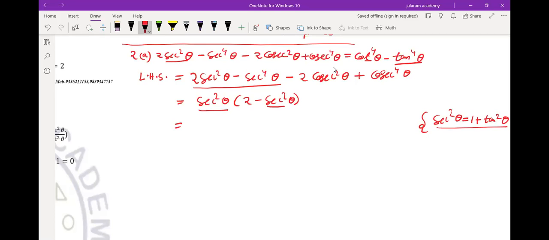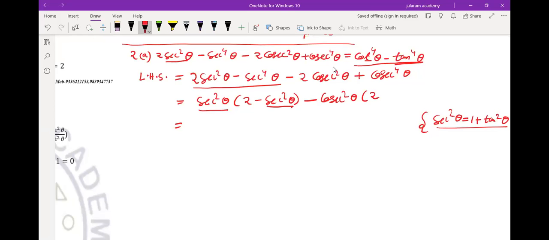And at the same time, this sec square theta inside the bracket can also be written as 1 plus tan square theta, as we do not have to bring sec square theta anywhere in the right hand side. So we convert all the sec square theta to 1 plus tan square theta. Again, in the next two terms, we observe that cosec square theta is common, minus cosec square theta is common.